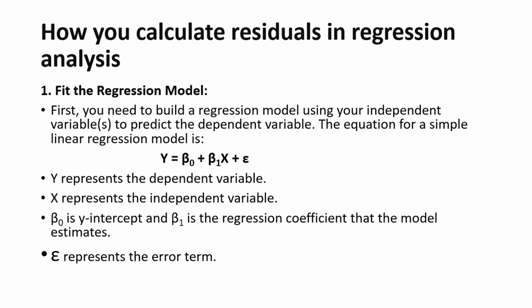Step number 1 is to fit the regression model. First, you need to build a regression model using your independent variable or variables to predict the dependent variable. The equation of a simple linear regression model is y equals beta naught plus beta 1 x plus epsilon, or error. Y represents the dependent variable, beta naught is the y-intercept, beta 1 is the regression coefficient, and x is the independent variable, where epsilon represents the error term.